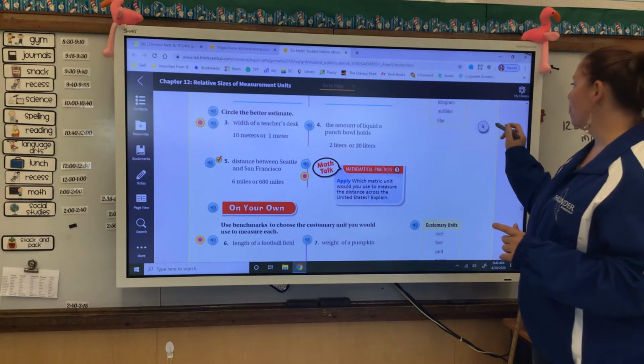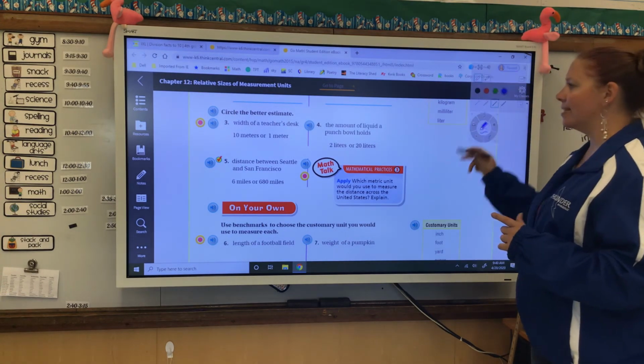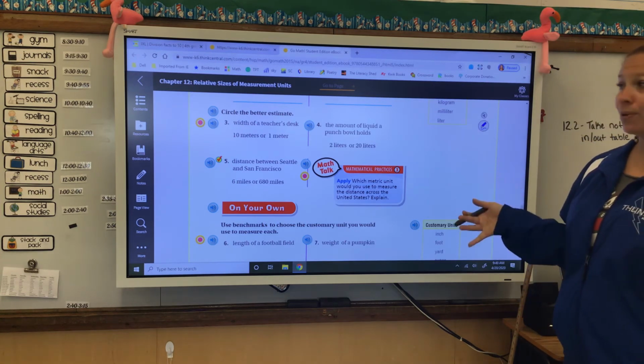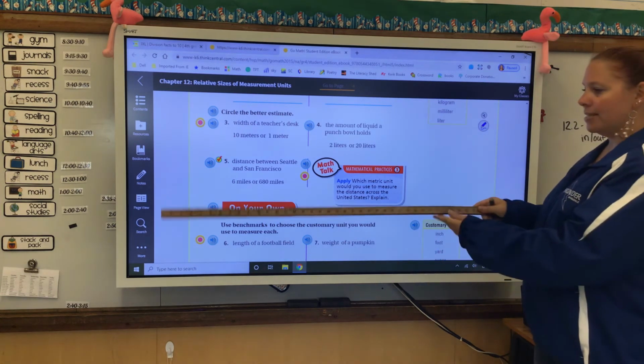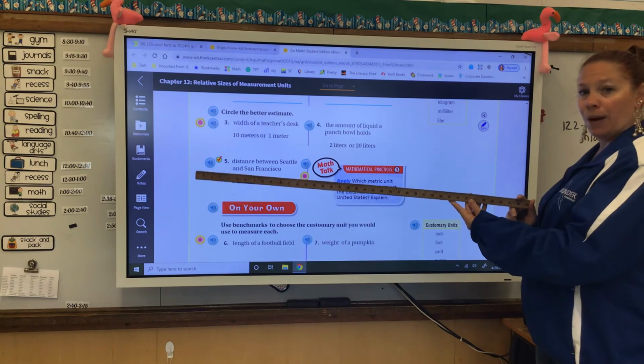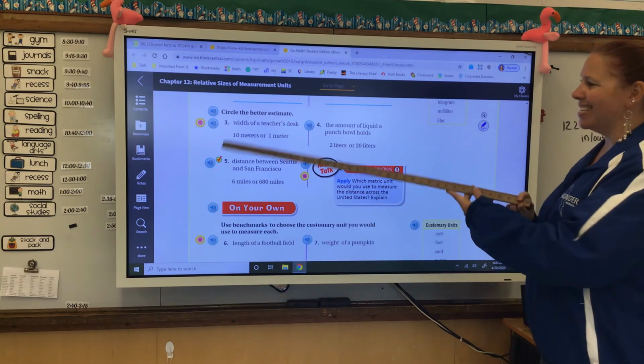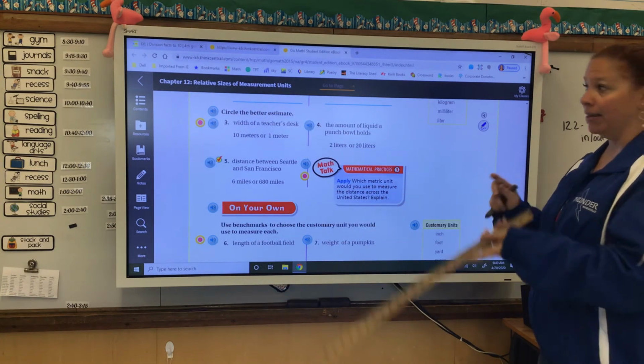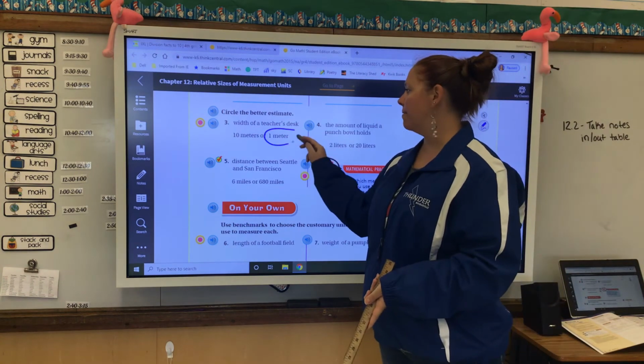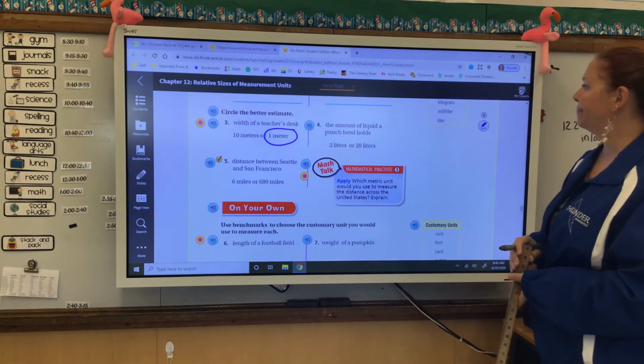Circle the best answer, the width of a teacher's desk. Not the length, but the width of it. So remember, this is a meter stick. Is this about how wide my desk is? Or is it 10 of these sticks together? If it was 10 of these sticks, I would have the biggest desk known to man.